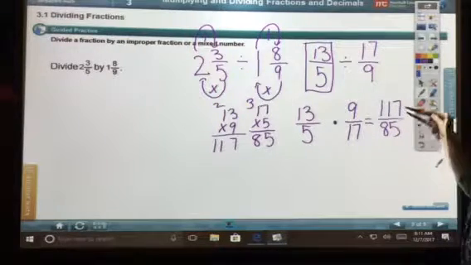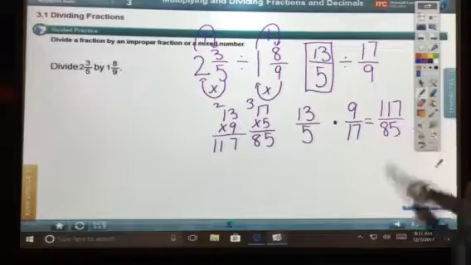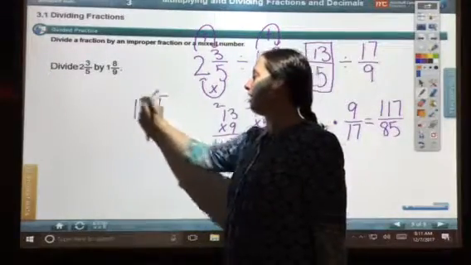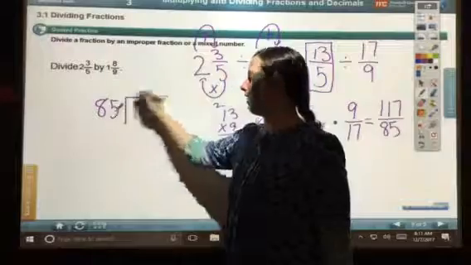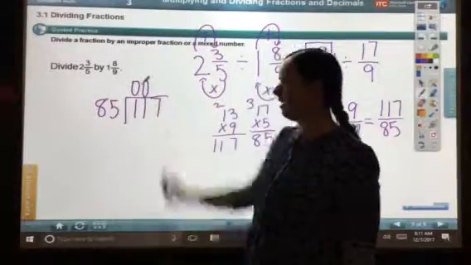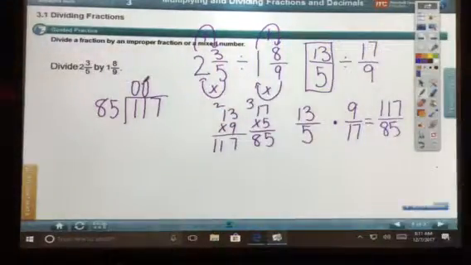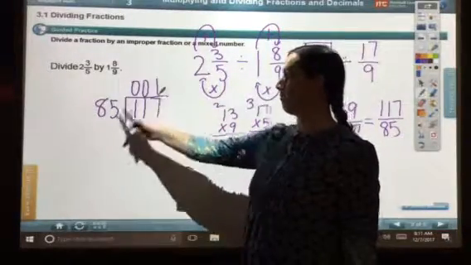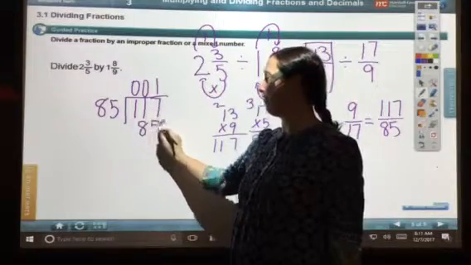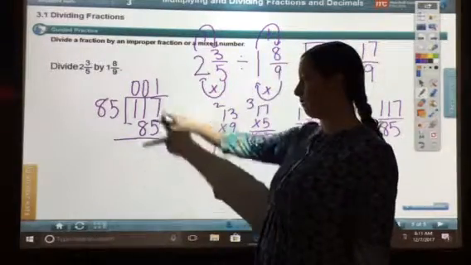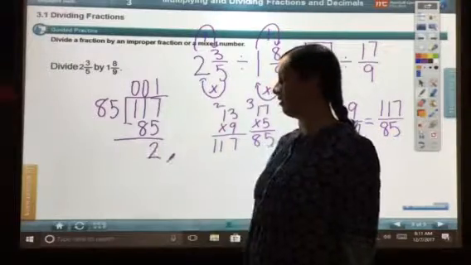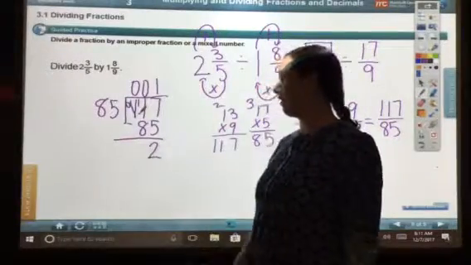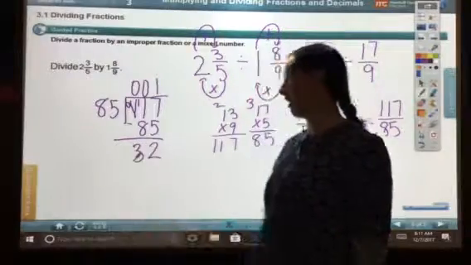But all you're really doing is saying 117 divided by 85. And I know 85 doesn't go into 1 or 11. And I'm doubling 85 in my head, and it's 170. So it's not going to go more than once. It's going to go one time. I multiply 1 times 85 and get 85. And I subtract. I can take away 5 from 7 and I get 2. And 11 take away 8 is 3.